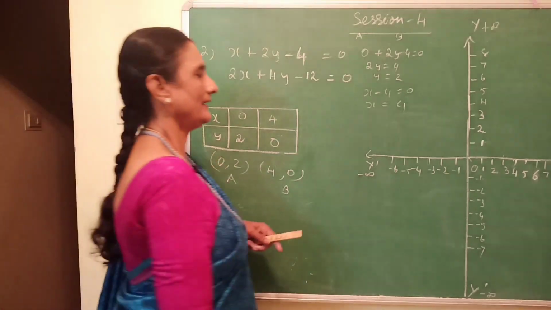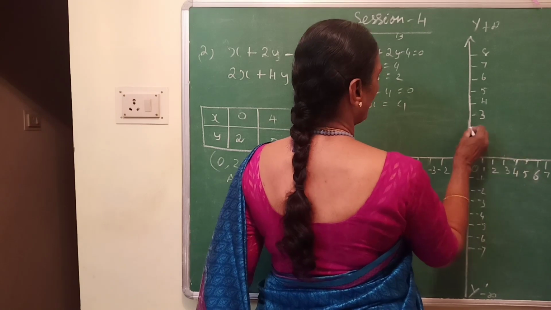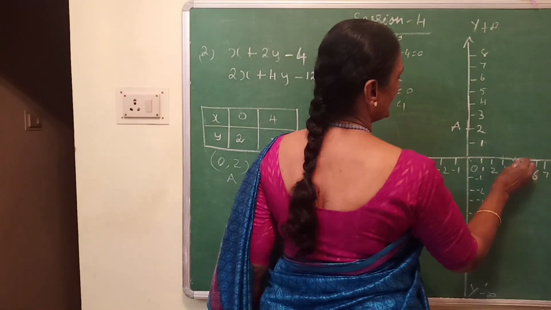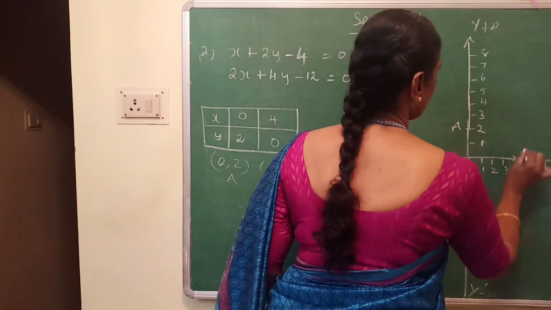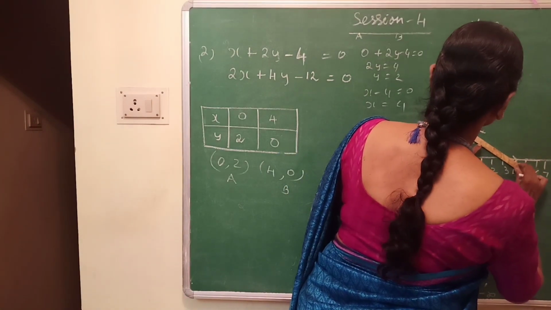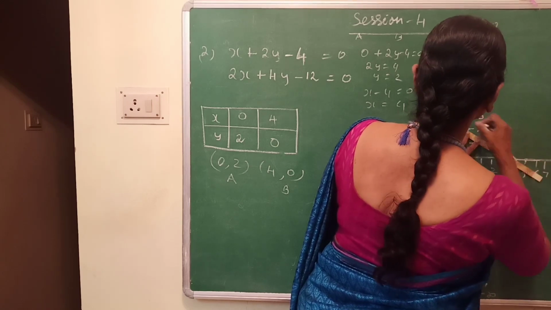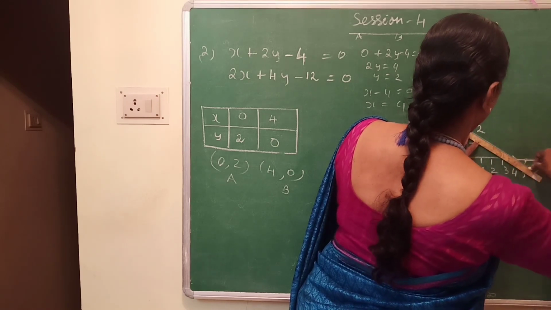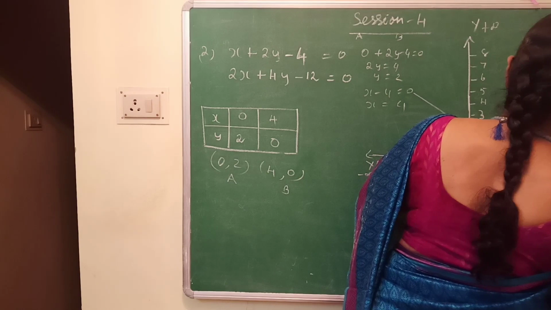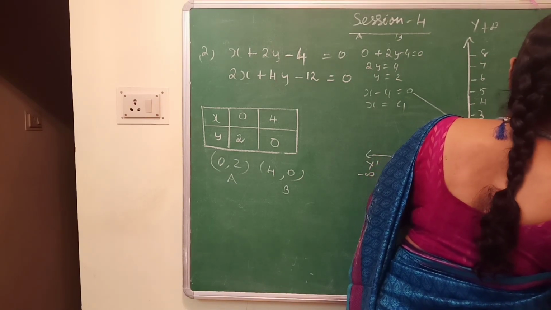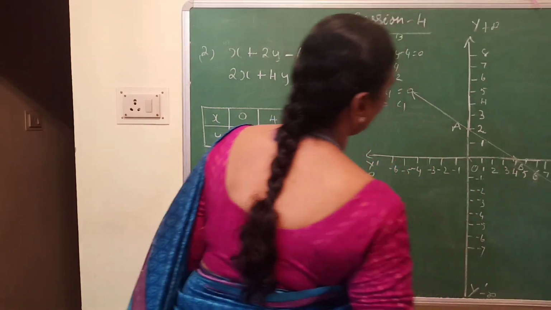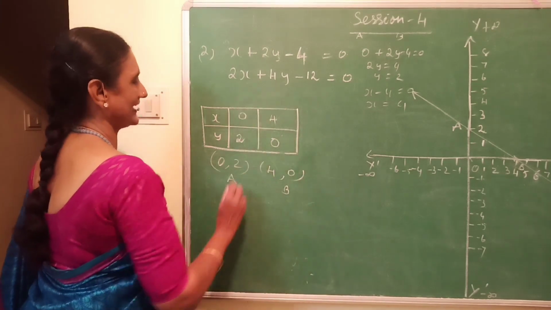line we get. Now (0, 2) is a point on the y-axis. So this is your A point. And (4, 0) is a point on the x-axis. Let us take this as point B. Now join these 2 points. So you extend the lines on either side. Right? Okay. Now let us take the second equation.